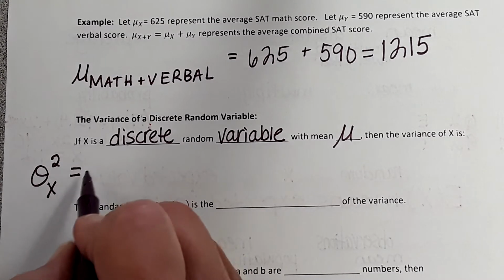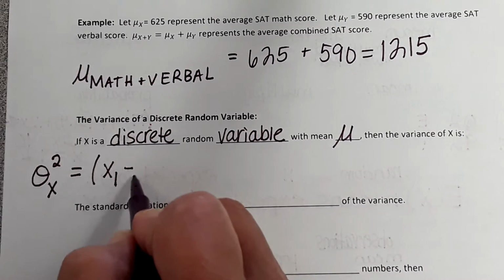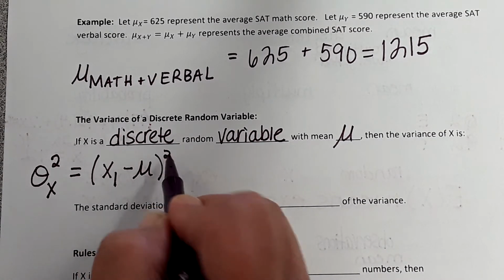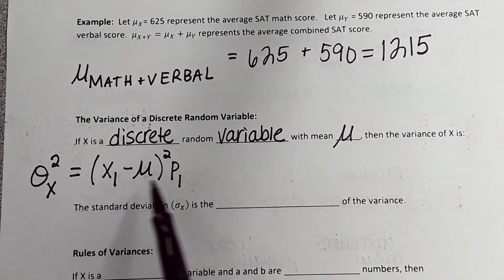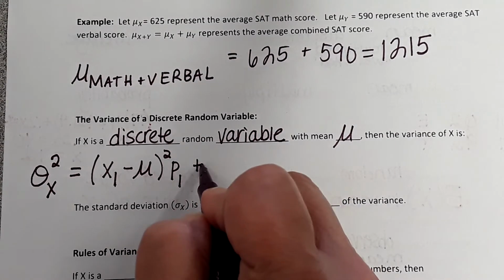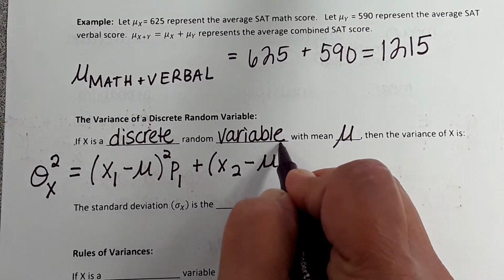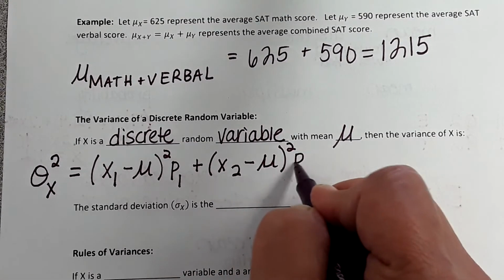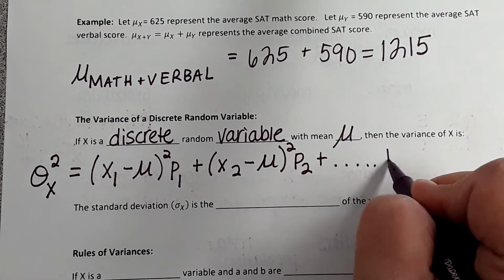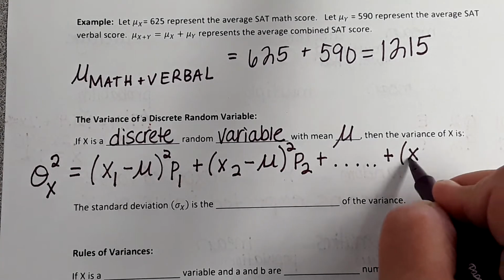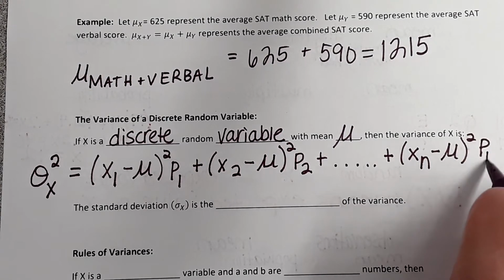So to find the variance, it's going to be the observation 1 minus the mu squared times the probability of the first observation. Observation 2 is going to have a probability. It may be the same as the first one, it may be different, but you're going to multiply it by that probability. You're going to keep going until you get to the final observation minus the mu squared times that probability.